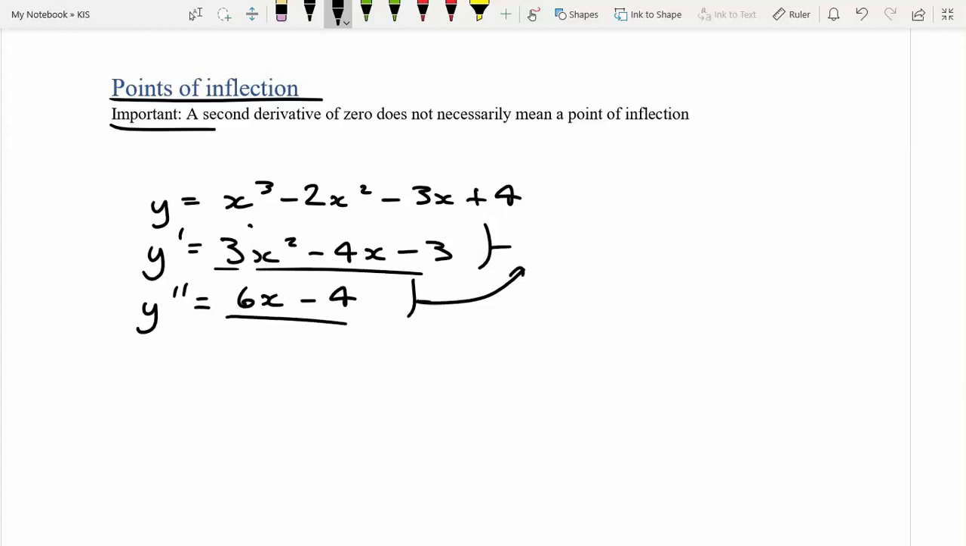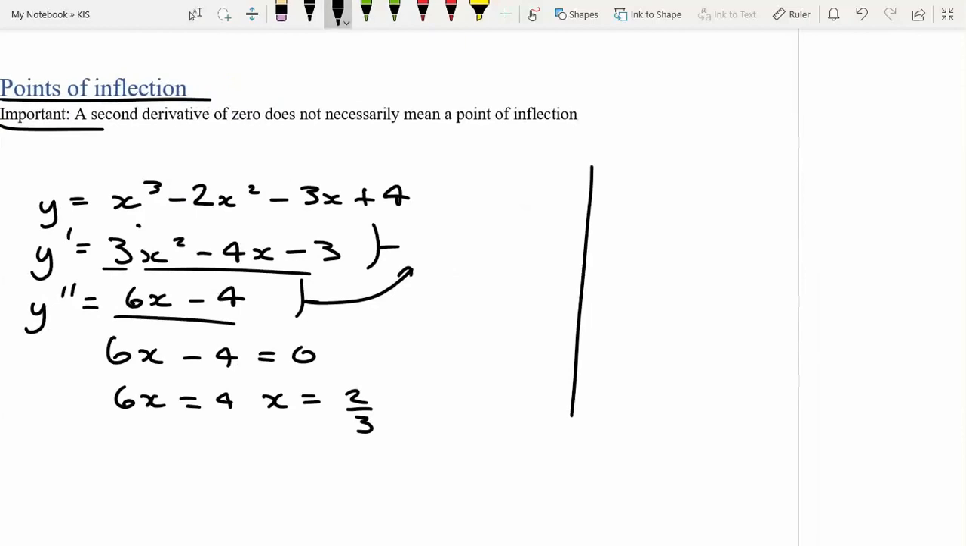Alrighty, so for this one, we've got 6x minus 4. And to find a point of inflection, you just let the second derivative equal 0 and then you solve. So 6x is equal to 4, and x is equal to 2 on 3 when we divide by 6 on both sides. So x is equal to 2 on 3.